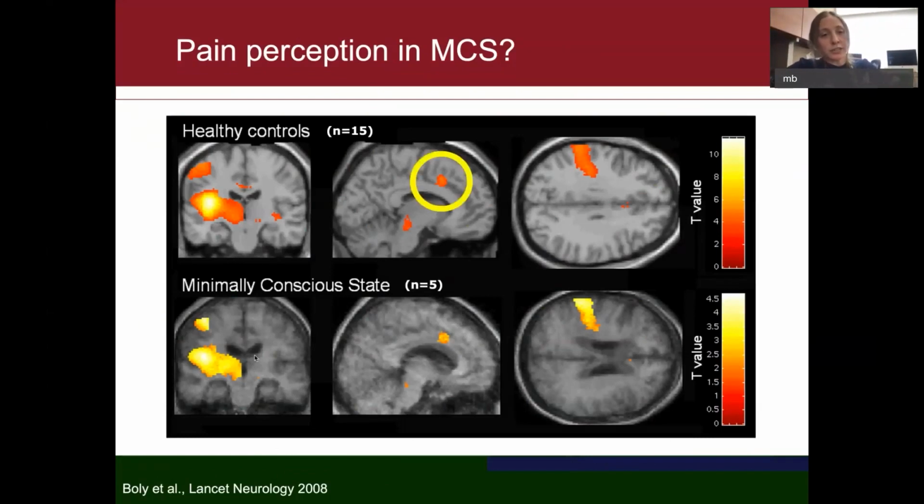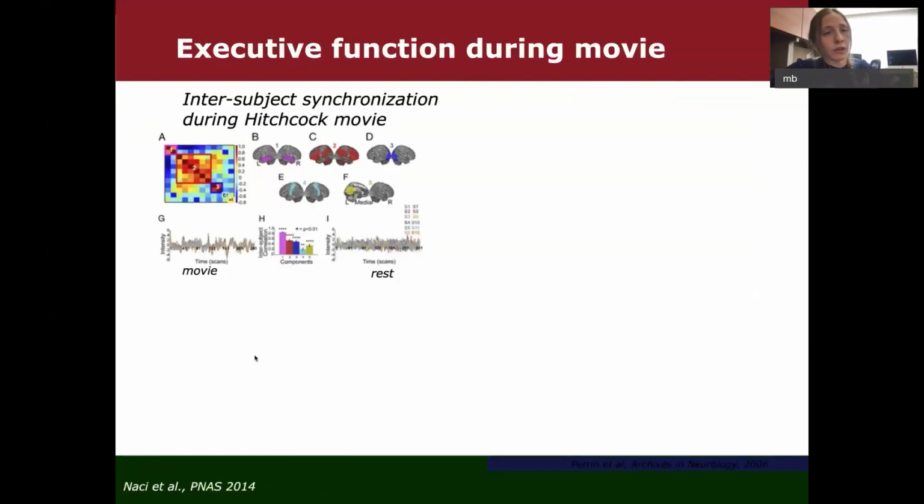Well, the issue is again that study from Lorena Naccache and colleagues, which is also kind of the top of the passive paradigm, as we call it, of cognitive function. You watch a Hitchcock movie and you see how many different networks are activated in response to the movie, in synchrony between subjects and all this. I mean, it's very elegant.